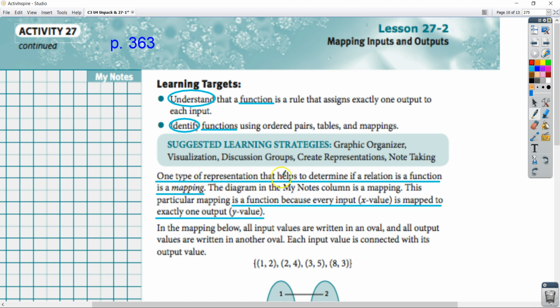One type of representation that helps to determine if a relation is a function is a mapping. The diagram in the My Notes column is a mapping. This particular mapping is a function because every input, x value, is mapped to exactly one output. Alright, this is the most important thing that you need to know for pre-algebra. Every input has one output. If you learn nothing else today, you need to know this.